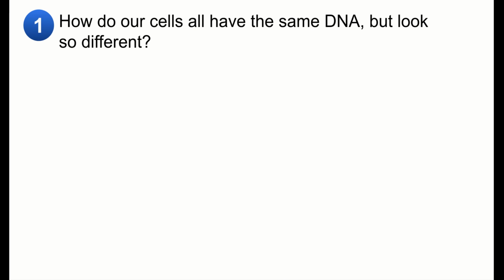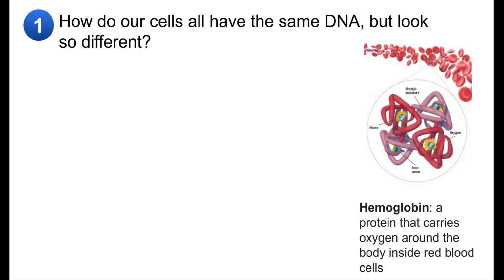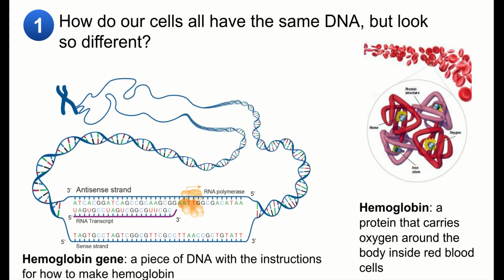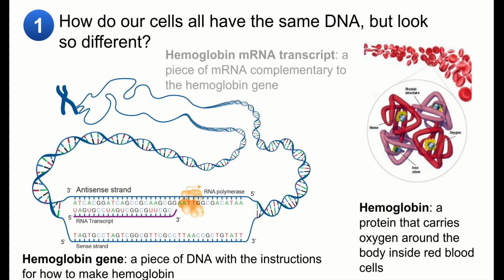So using those vocabulary words a little more specifically, I might be talking about hemoglobin, which is a protein, so not DNA, but a protein that carries oxygen around the body inside of red blood cells. I could also talk about the hemoglobin gene, which is a piece of DNA with the instructions for how to make hemoglobin. And I could talk about the hemoglobin mRNA transcript. That is in purple in the lower left. That is a piece of mRNA that's complementary to the hemoglobin gene. So all three things on the screen here have the same information, but in different forms.